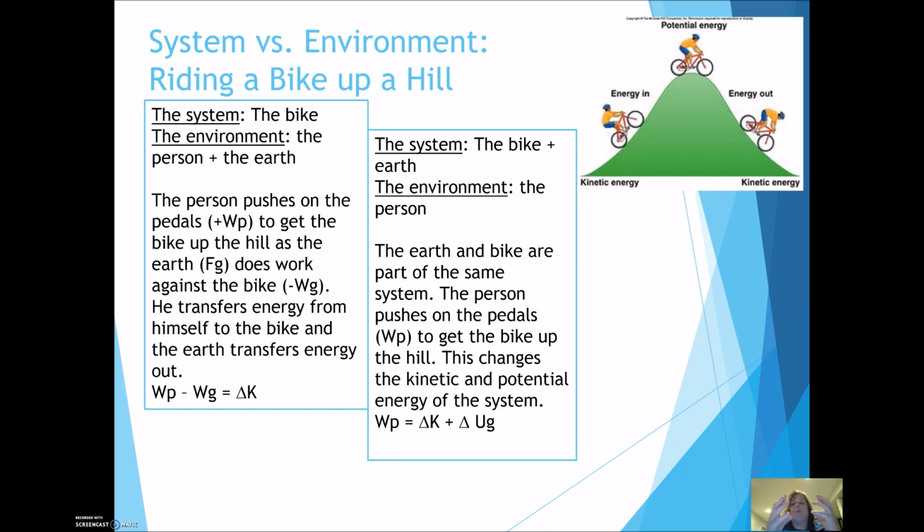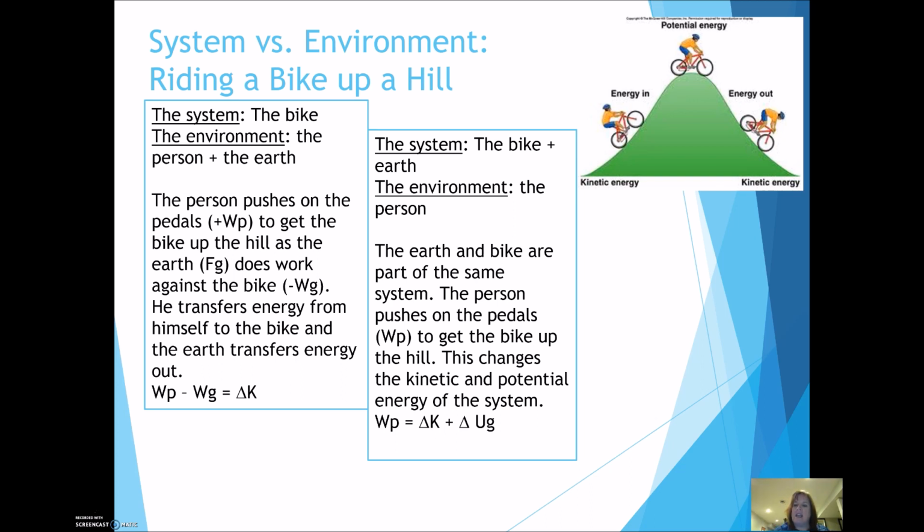So in this case, with the bike and the earth in the system, work is being done by the person pushing on the pedals to change the kinetic and gravitational potential energy of the system. If I were to write this in terms of the generalized work energy theorem, I'd say the initial kinetic energy plus the initial gravitational potential energy plus the work done by the person is equal to the final gravitational potential energy plus the final kinetic energy. So if I had information about the force of push and the distance and the height and the masses, maybe some speed, this is how I would set up my system and my environment.